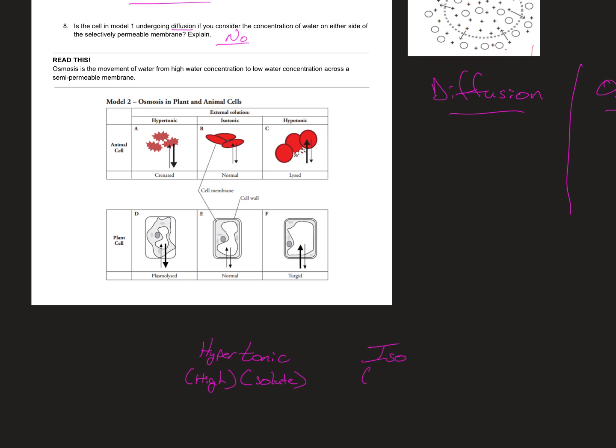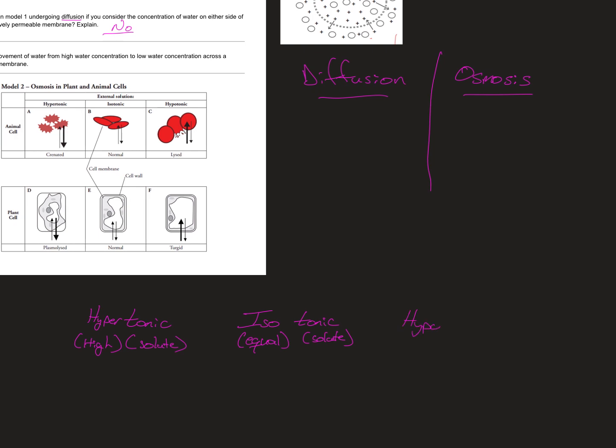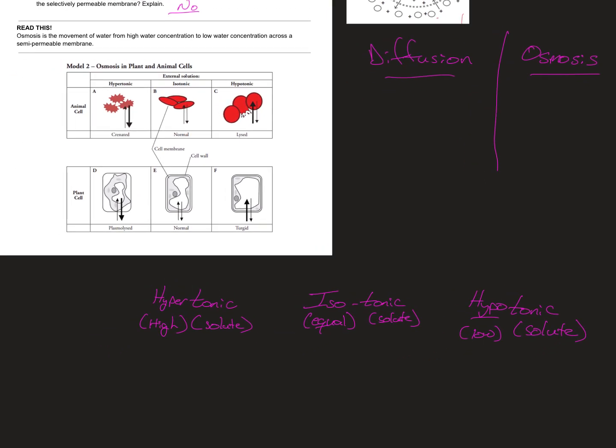Isotonic: iso means equal, and tonic again is solute concentration. And hypotonic: hypo means low, and tonic means solute concentration. So those are the three conditions. When you put all these together, high, equal, and low are relative, inside to outside. Hypertonic means the outside has higher solute concentration than the inside. When something's isotonic, the inside solute concentration is equal to the outside. And hypotonic means outside you have less solute concentration than inside.